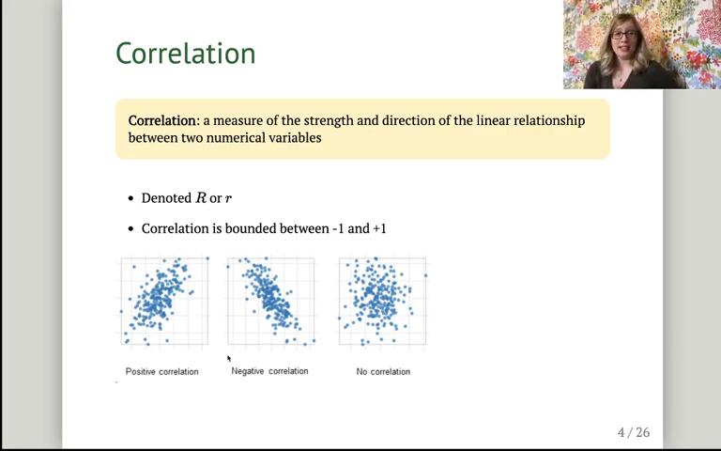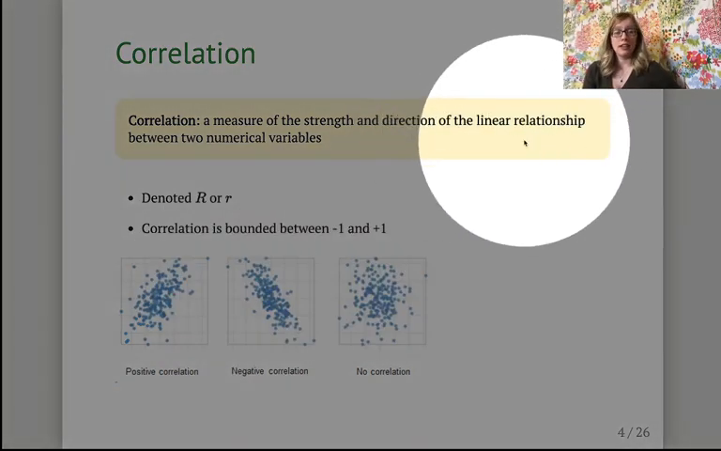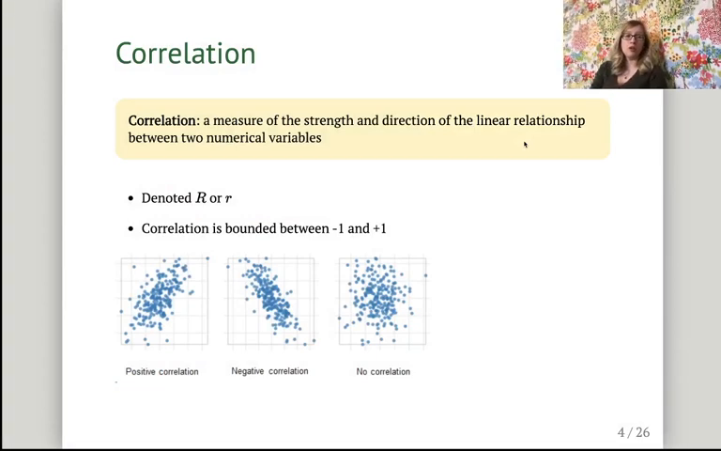In statistics, the definition of correlation is as follows. Correlation measures two things: it measures the strength and the direction of a linear relationship between any two numerical variables. We'll represent the correlation usually with a letter R. Some books will use uppercase R, some will use lowercase r. I tend to use lowercase r when possible just to avoid the confusion with the software program R. So r represents correlation for us.